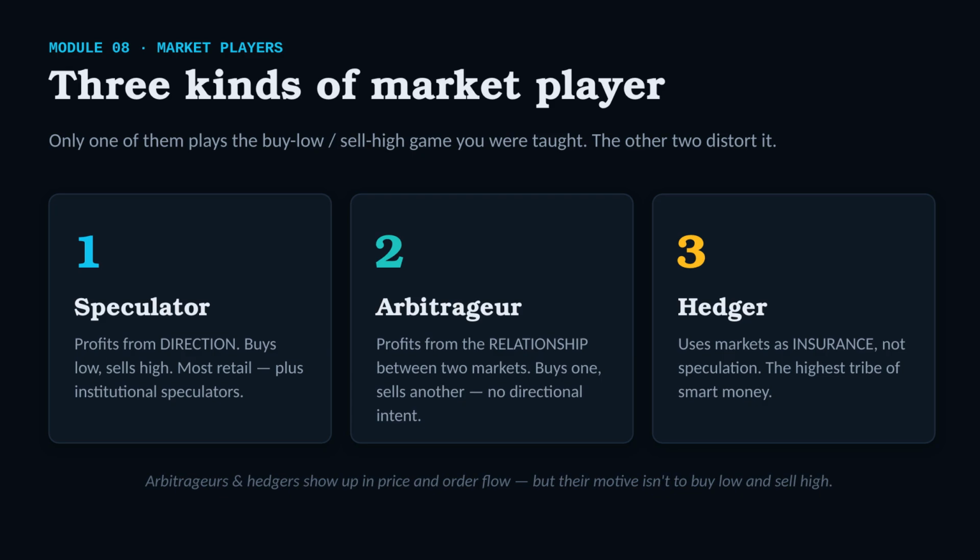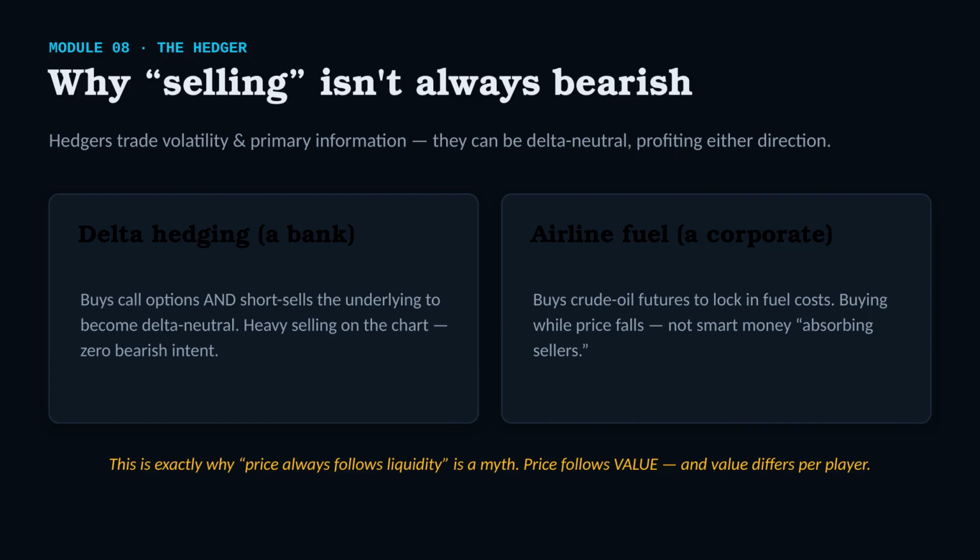The hedger is the third player and the most misunderstood. Retail traders are usually not aware that hedgers are the highest tribe of smart money. They have access to primary information about the market. They are often large multinational companies with enormous capital power. A large bank can also operate as a hedger to offset credit risk. A hedger uses the financial market as insurance, not as a means of speculation.